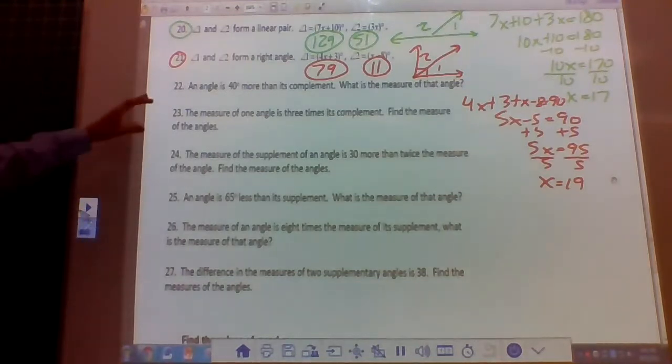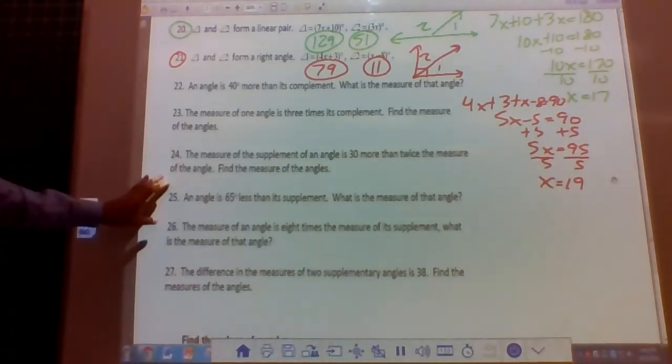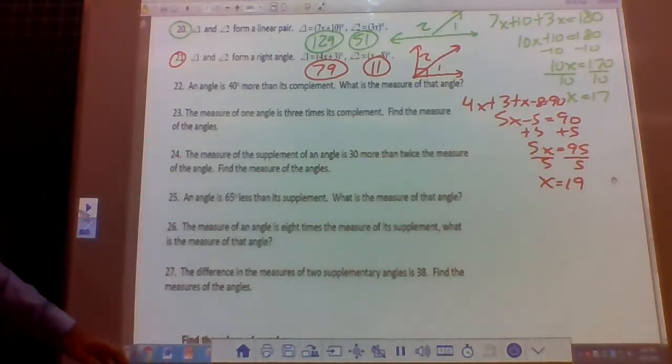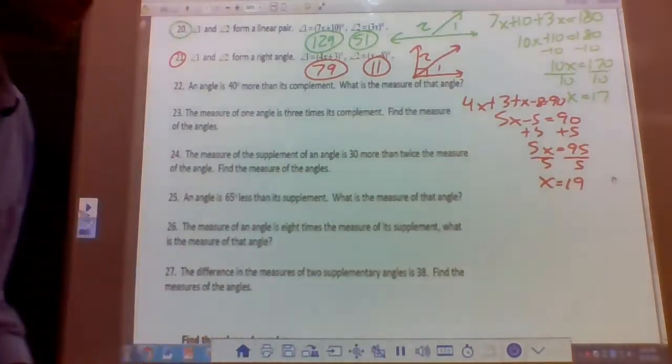So you're just required to do 22 and 23. You don't need to do 24 through 27. We're just going to go through them all anyways.